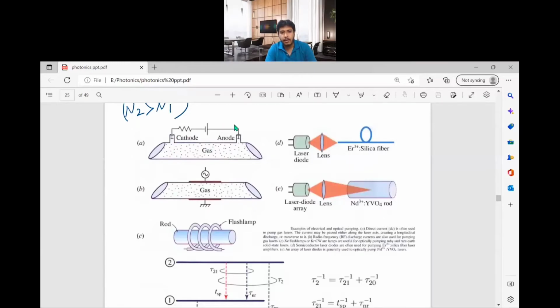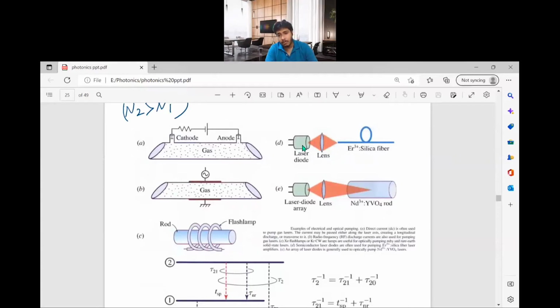So you can use an electric current passing through the material to do the pumping. That electric current will give the energy for the electrons to go from the lower energy state to the higher energy state. Radio frequency you can use for the same purpose. You can use a flash lamp, that is used for the ruby laser. You can use a lamp. This is optical pumping. This lamp or light will give the power for the pumping.